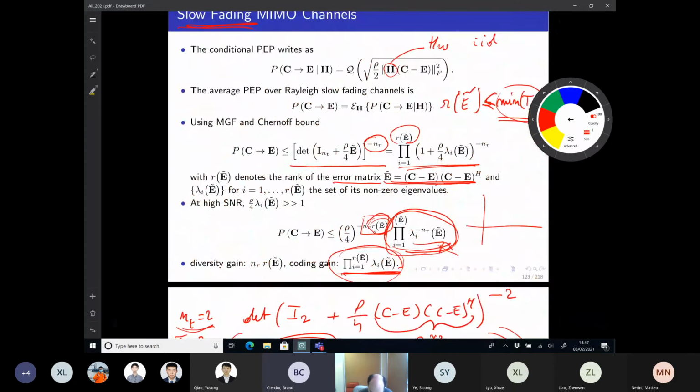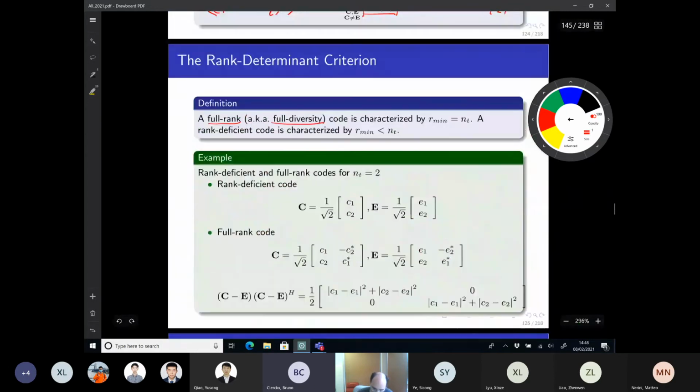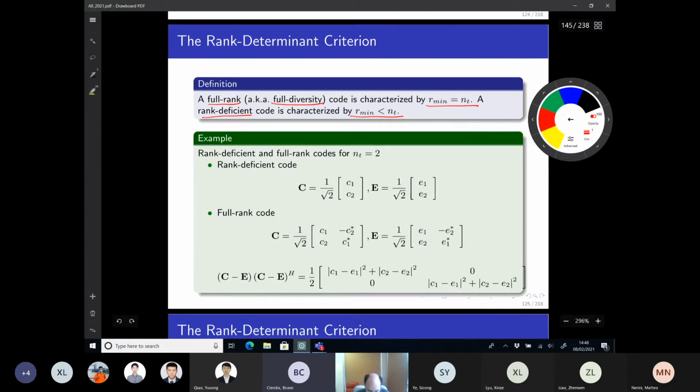If the minimum rank is equal to NT, that means the rank of the error matrix will be equal to NT. So we're going to have NR by NT. That's the maximum diversity gain I can get. Remember from the diversity multiplexing trade-off, the maximum diversity gain we could have is NR by NT, right? So if you can have a full rank code, you get full diversity gain. Right, so for full diversity gain, you need the minimum rank equal to NT. If you have a rank deficient code, the minimum rank is smaller than NT. Let's look at an example of 2 of these, a rank deficient and a full rank code.